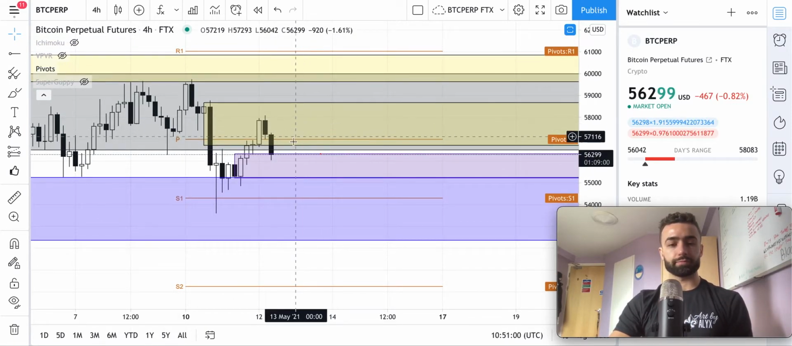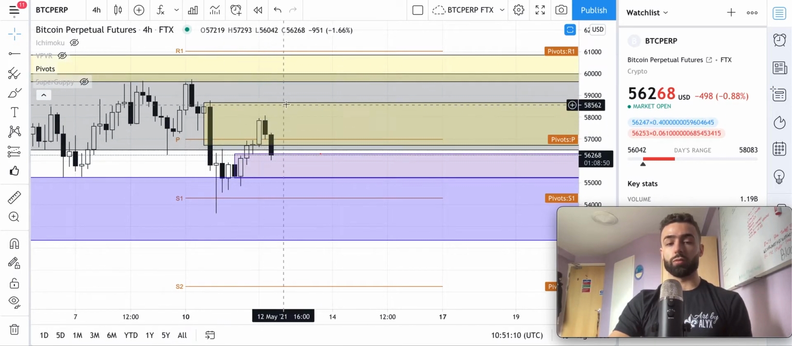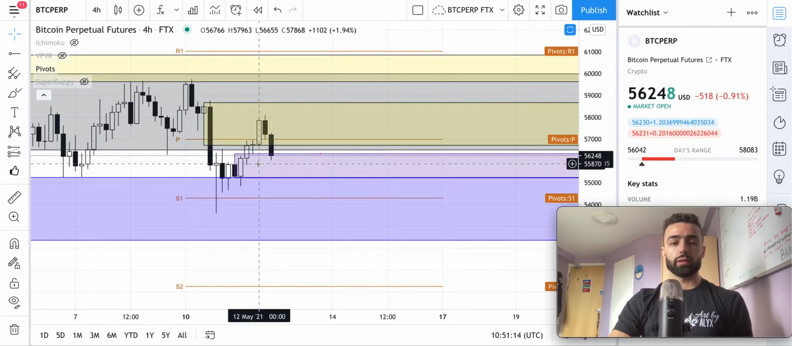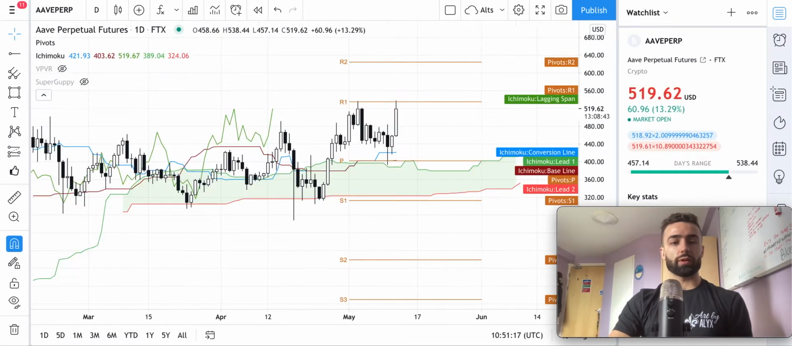For right now, this is the main support zone. If I was looking to enter a long position, this is where I would do it. Or wait for us to go above this yellow zone and close above that, and then long a retest of that. So let's jump over to AAVE now.